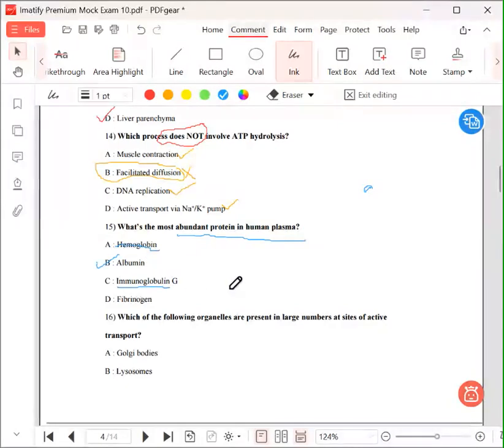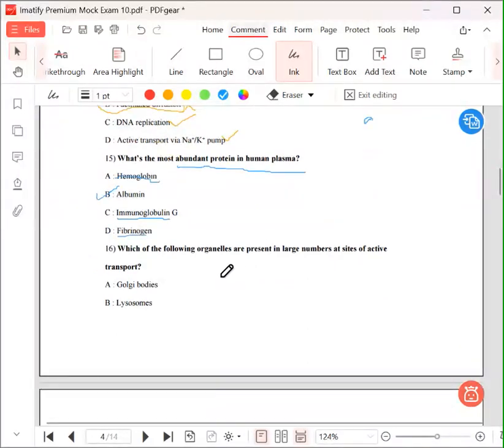Immunoglobulins, this is also a protein found in plasma. It makes up 35 to 38%. Fibrinogen, it is also a protein used to form clots during bleeding, and it makes up 4 to 7% of that particular 7% protein section in human plasma.